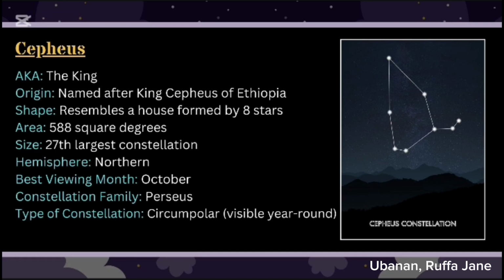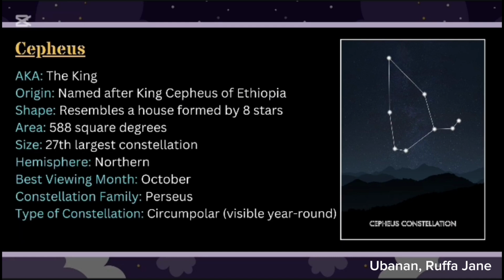Cepheus is a large constellation covering 588 square degrees of the sky. It's the 27th largest constellation in the sky, and it's located in the northern hemisphere. The best time to view Cepheus is during the month of October. It is part of the Perseus constellation family, which means it's located near the constellation Perseus in the sky. And Cepheus is a circumpolar constellation, which means it's visible year-round from the northern hemisphere.